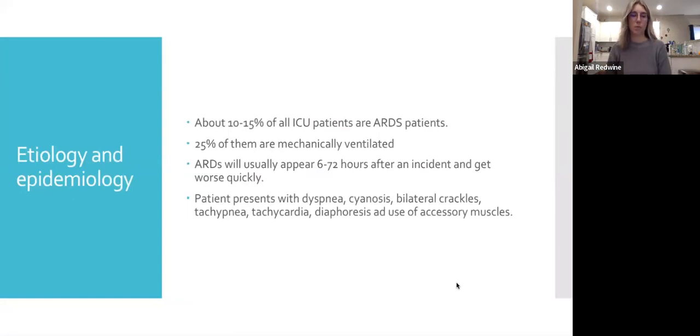Etiology and epidemiology, there you go. About 10 to 15% of all ICU patients are ARDS patients, and about 25% of them are mechanically ventilated. ARDS will usually appear 6 to 72 hours after an incident, and it gets worse very quickly. So say someone had a cold or a traumatic event, like a car wreck, or fell off a ladder. Next thing you know, ARDS is like, hey, here I am to worsen things.